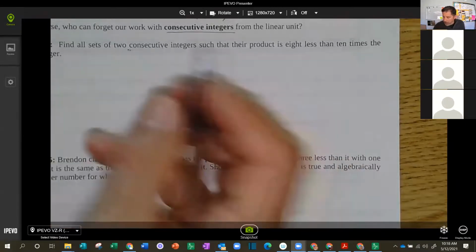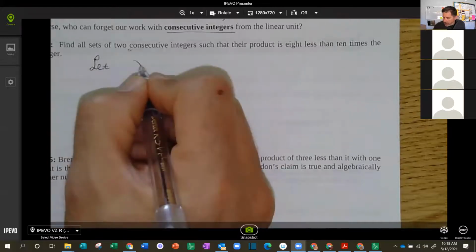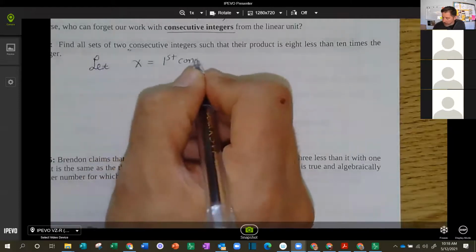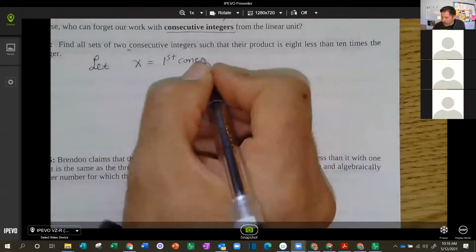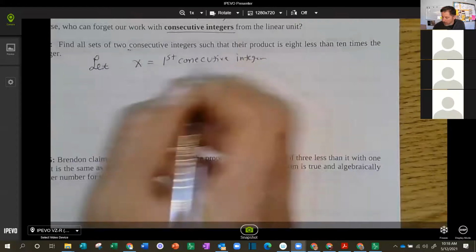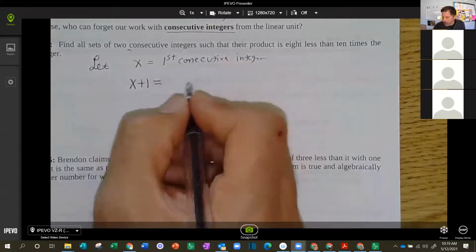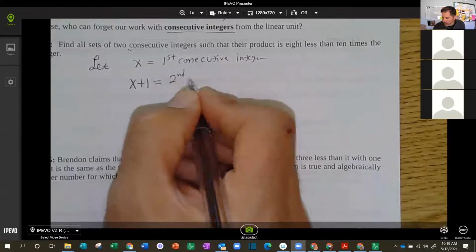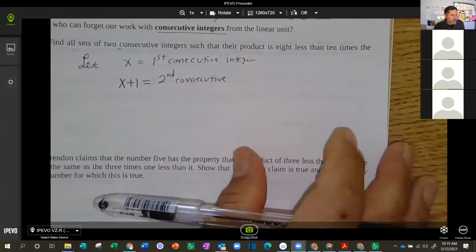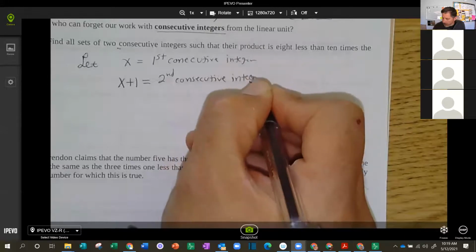Find all sets of 2 consecutive integers such that their product is 8 less than 10 times the smaller integer. So I'm going to first let some numbers and variables equal to each other. So I'm going to let x equal the first consecutive integer, which is also the smaller one in all cases. And you probably can guess the next consecutive integer, no matter what x is. The next one is x plus 1. And this might be the first time you write the word consecutive, so take your time. And it might be your first time writing integer. Who knows?